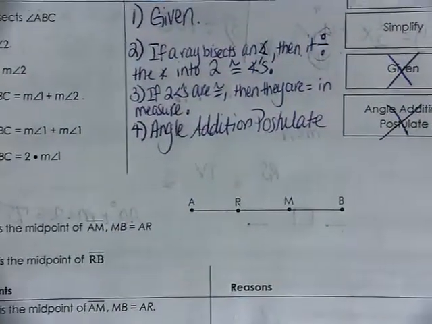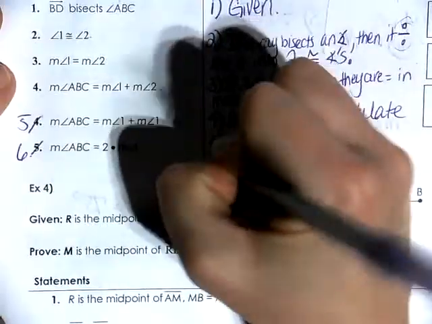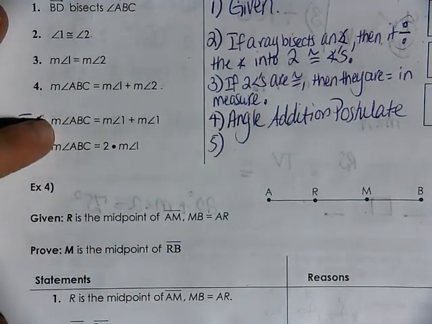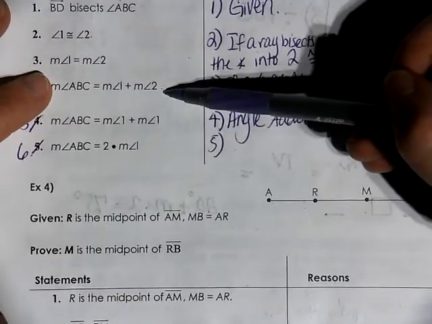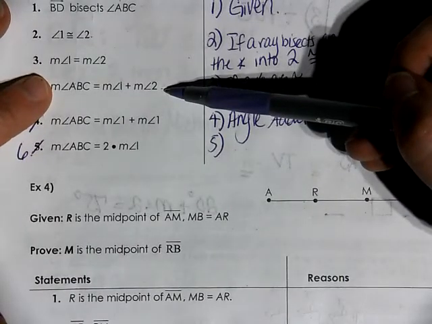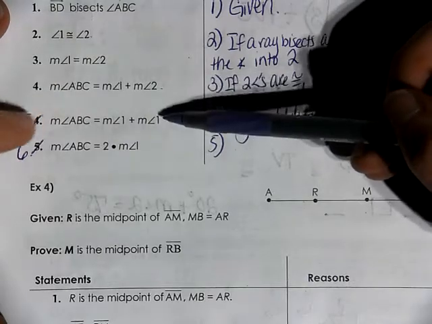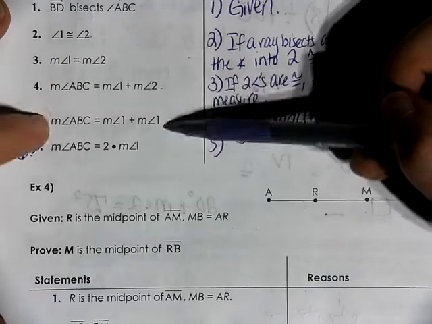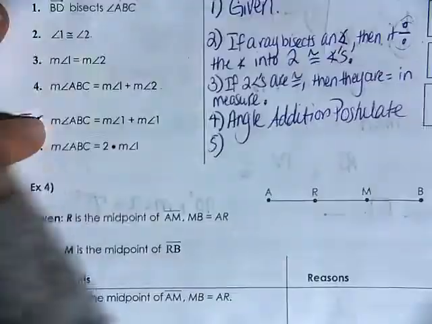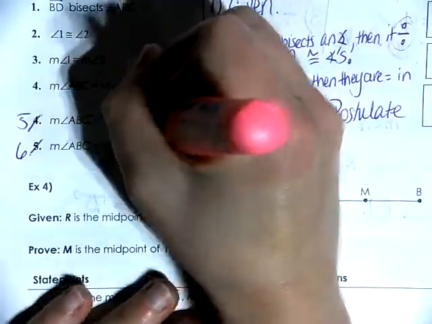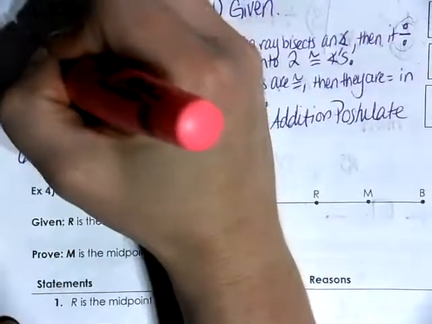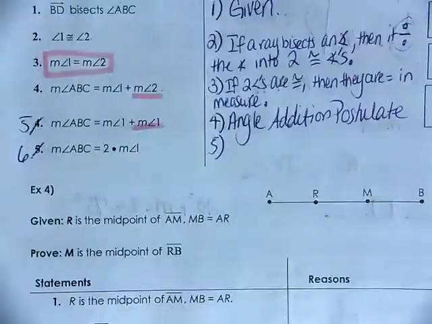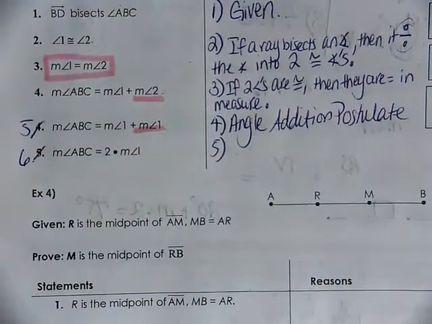Next, we are now on step number 5. For step number 5, we had the measure of angle ABC equals the measure of angle 1 plus the measure of angle 2. Now we're saying the measure of angle ABC equals the measure of angle 1 plus the measure of angle 1. So what is different here? Well, instead of working with the measure of angle 2, we're talking about the measure of angle 1 twice. And where that came from is the fact that we know the measure of angle 1 equals the measure of angle 2.